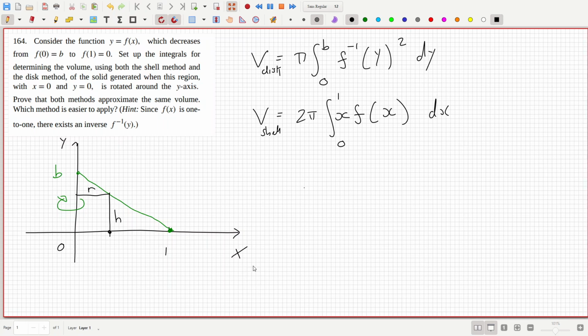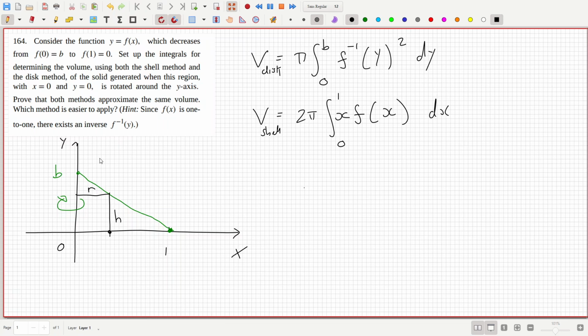Dump on this one. It's not too difficult to set up the two volumes. That's the volume using the disk method, rotating around the y-axis. You have to use the inverse function, unfortunately. And then this is the volume of integration using the shell method, with radius and height, again rotating around the y-axis. So that's fine. Set up the integrals for the volume using both methods, x and y-axis.